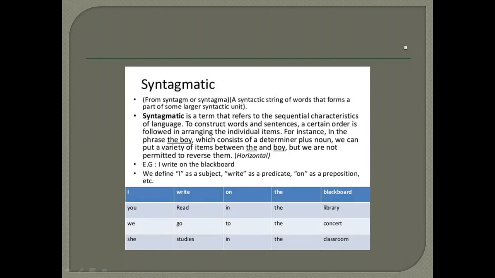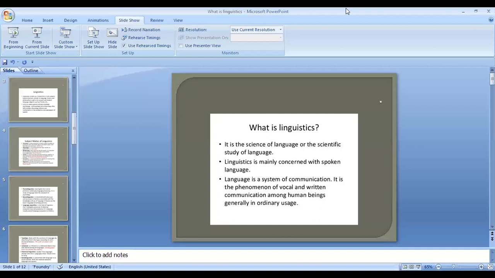That is horizontal. For example, I write on the blackboard. Here we define I as a subject, write as a predicate, on as the preposition, etc. So here syntagmatic shows the sequential characteristic of a language. I write on the whiteboard, you read in the library. It shows the sequential characteristic of language, how it is made. A certain order is followed. That is the idea. We discussed this.